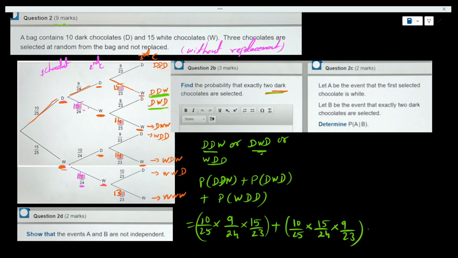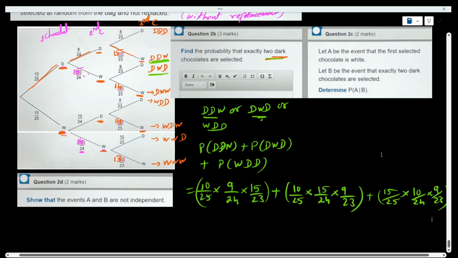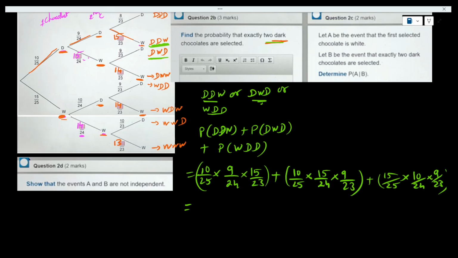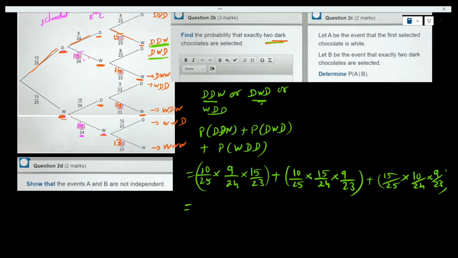Then plus, what is the third possibility where there are two dark chocolates? So the first one is white, so it is 15 by 25 is the probability, first one. Then dark, which is 10 by 24 times 9 by 23. Now if you will add everything, you are going to get the probability of getting exactly two dark chocolates out of these three chocolates. So let us take it here.